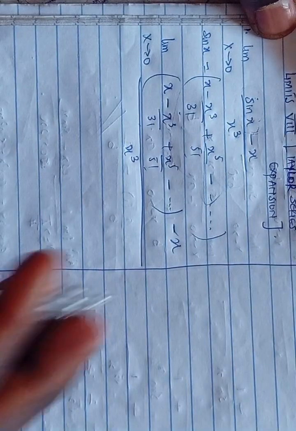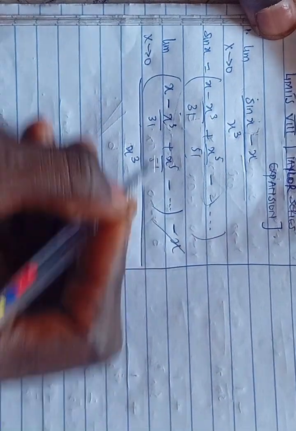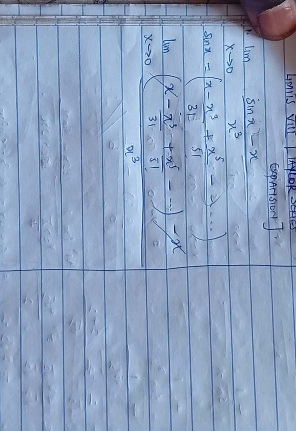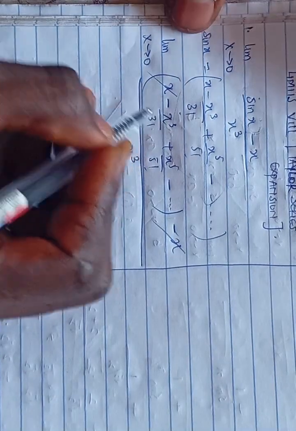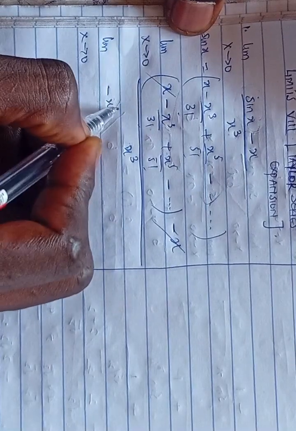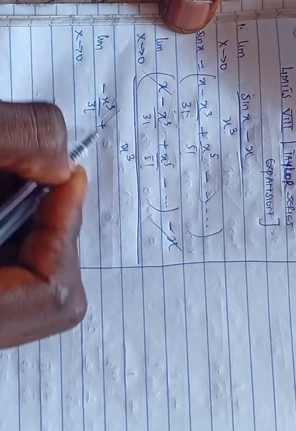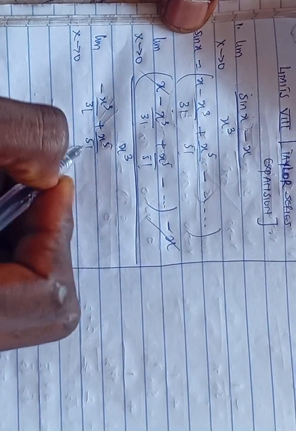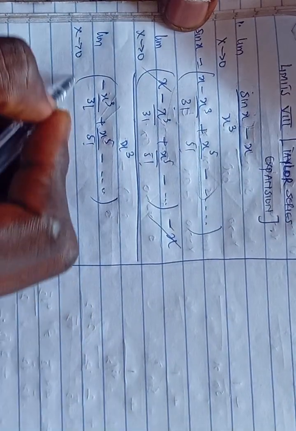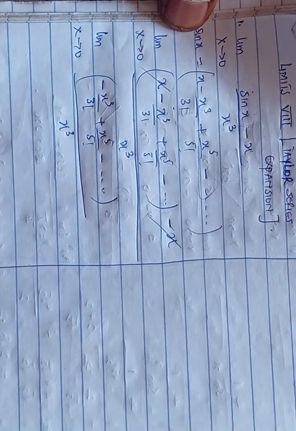Right? Now, here I can say this x cancels this x, because if I open the bracket, it will cancel it. Do you understand what I'm saying? And what I have left is minus x raised to power 3 over 3 factorial plus x raised to power 5 over 5 factorial minus, it goes on like that, everything over x raised to power 3.